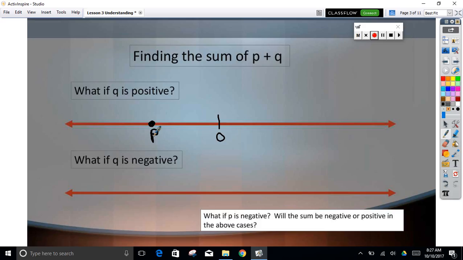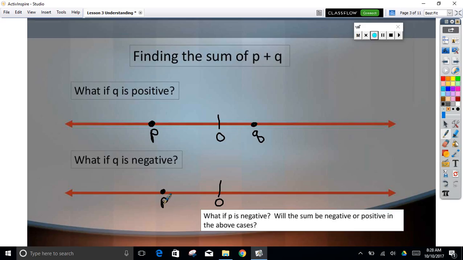Irene had some really good things. I hope the recording picked up what she had to say. She said that if Q was big enough, so that it ended up over here. So if Q was bigger than P, say P was negative 3 and Q was positive 4, then we'd be okay because 4 is bigger than 3. We'd get out of this negative zone and into the positive zone. So if Q is larger than P, we end up with a positive sum. But if Q is less than P, so let's put P over here.